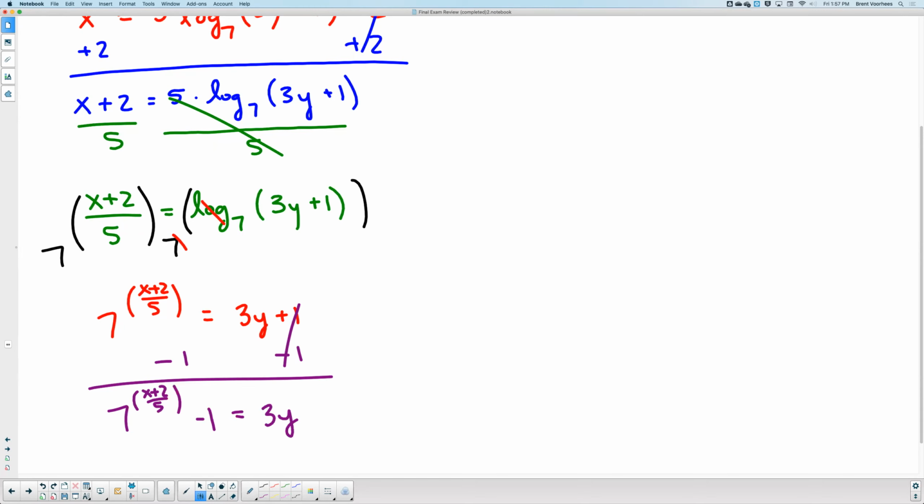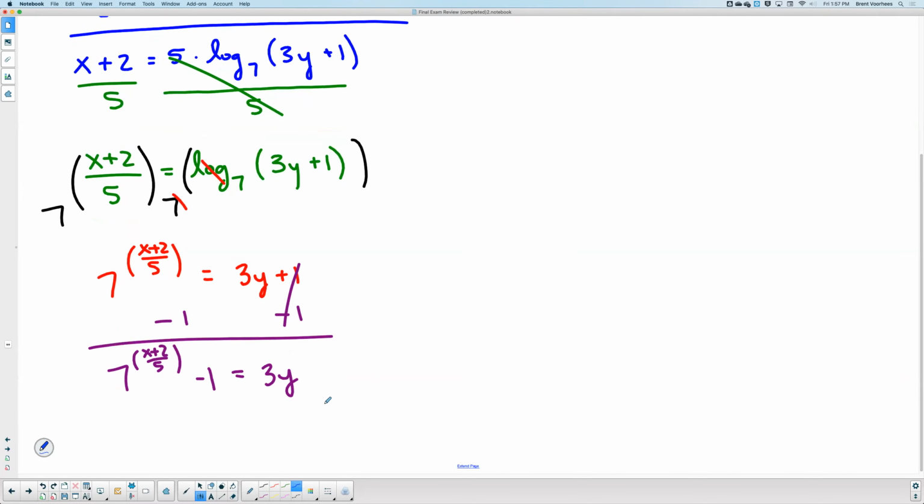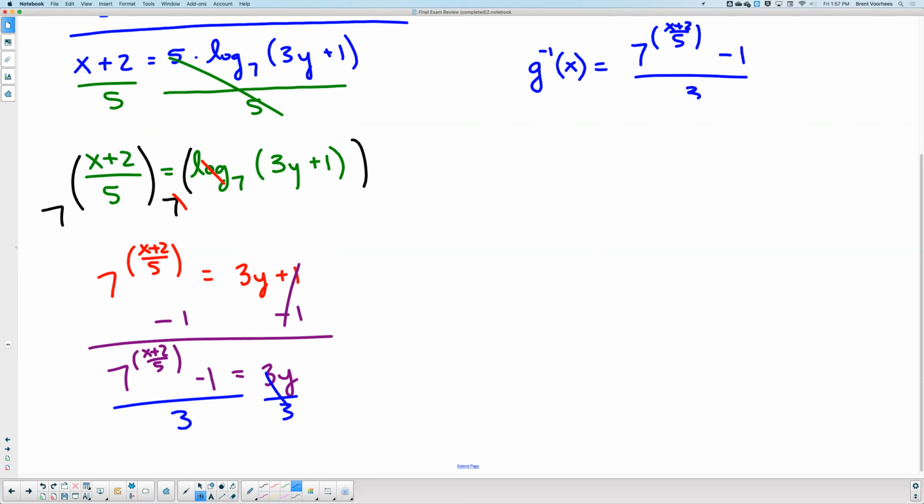Moises, what you thinking? Divide by 3. Y'all agree with them or disagree with them? And since multiplication distributes, division distributes. Everything gets divided by 3. So our inverse equation would be g negative 1 of x equals, that's in place of y, 7 to the power of x plus 2 divided by 5 minus 1 all divided by 3.